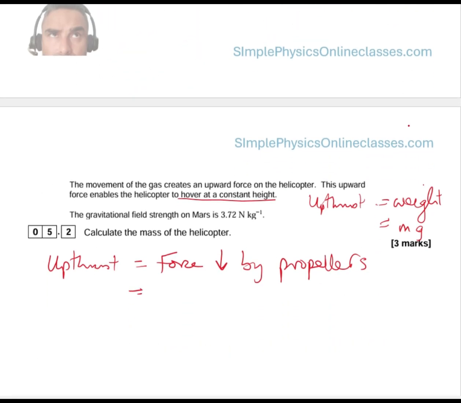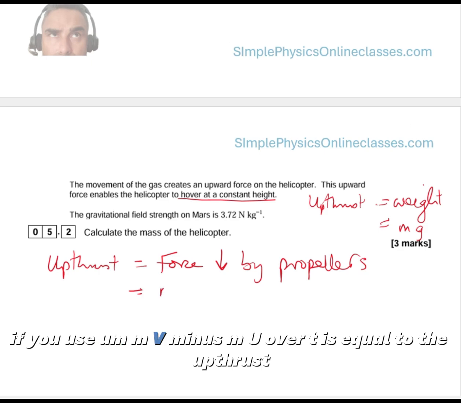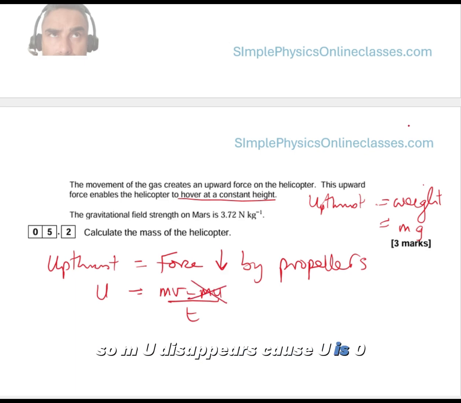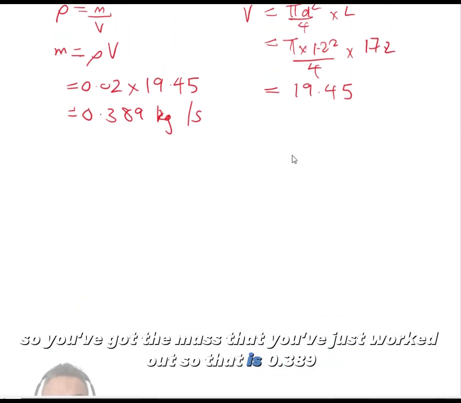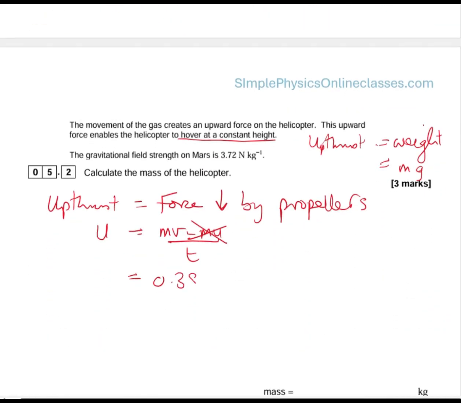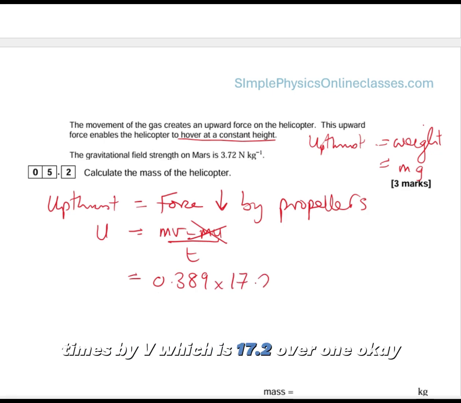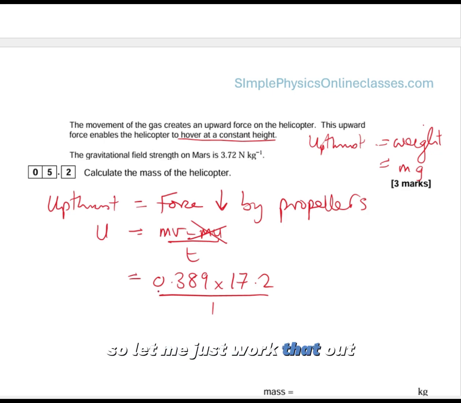Therefore, if you use (mv minus mu) over t, that is equal to the upthrust. So mu disappears because u was 0. You've got the mass that you've just worked out, which is 0.389, times V, which is 17.2 over 1. Let me just work that out. That gives me 6.69.